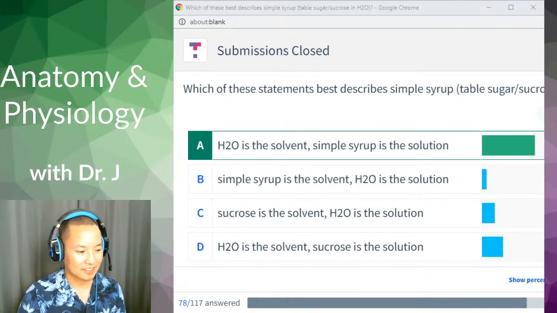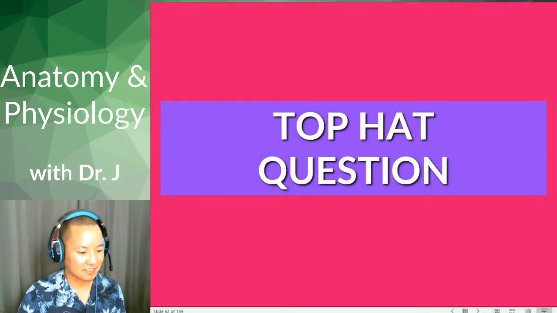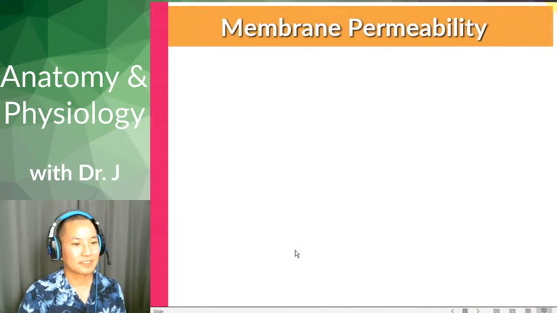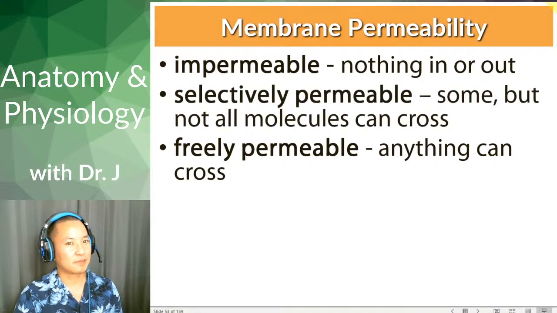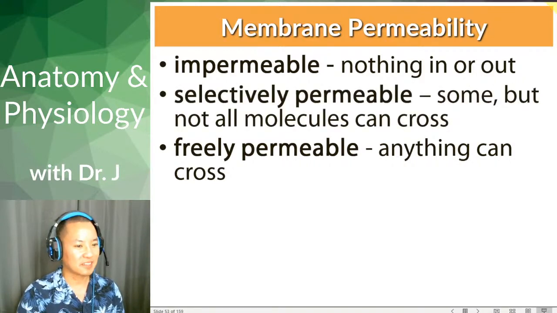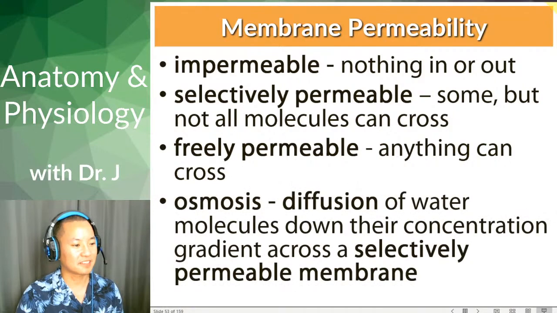Okay, all right, back to our lecture. We talked about membrane permeability: impermeable, freely permeable, and selectively permeable, which is our plasma membrane. Some, but not all, molecules can cross. Osmosis refers to the diffusion of water, and this is where the high to low rule still applies.